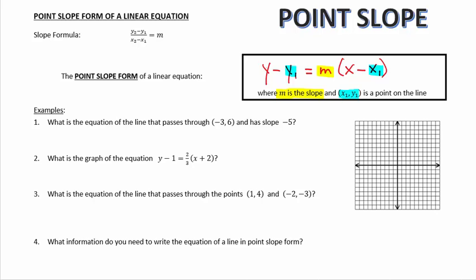So let's take just a quick second and look where this comes from. If you look at the slope formula, y2 minus y1 over x2 minus x1 equals m, notice that there's a fraction. We learned a few weeks back that if I have a fraction and I want to get rid of it, I multiply both sides of the equation by the denominator. So I'm going to multiply both sides of the equation by x2 minus x1.